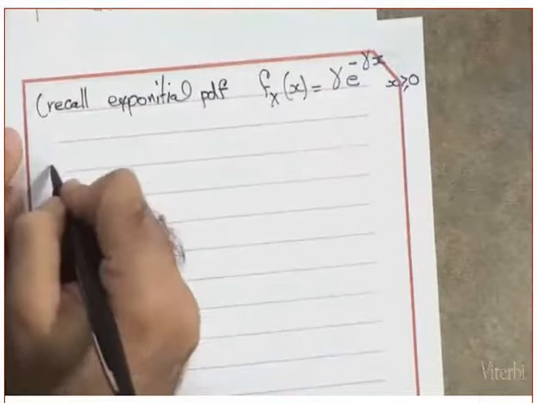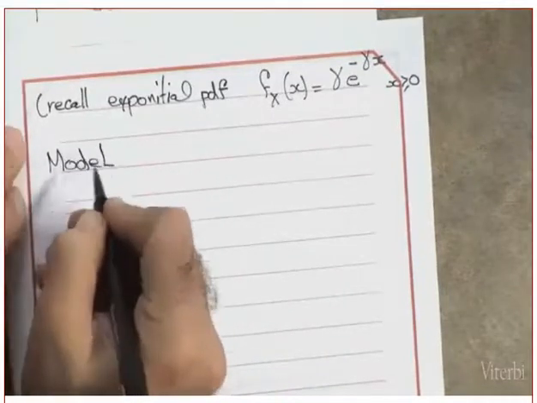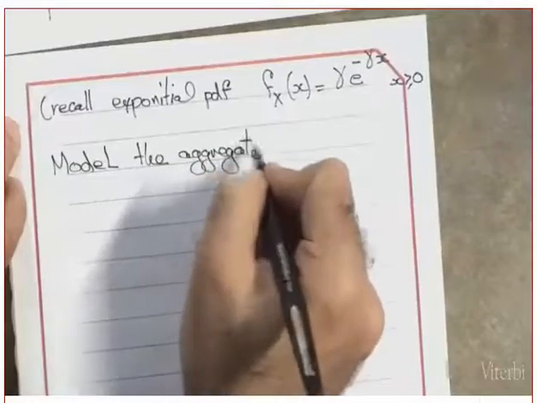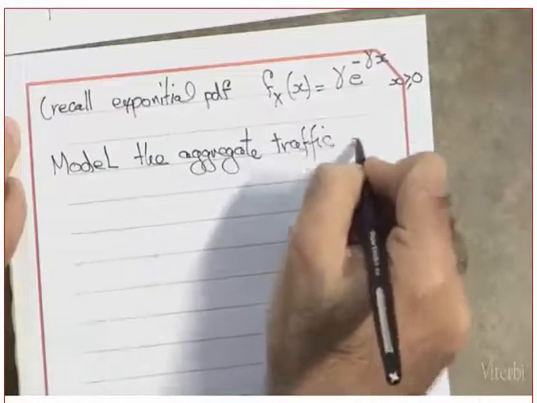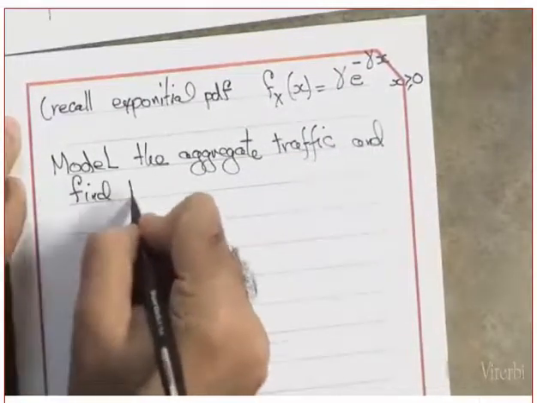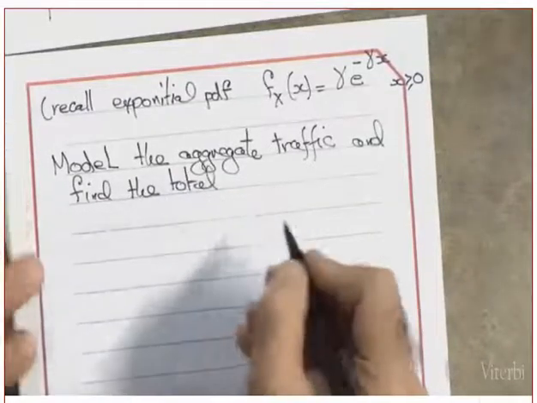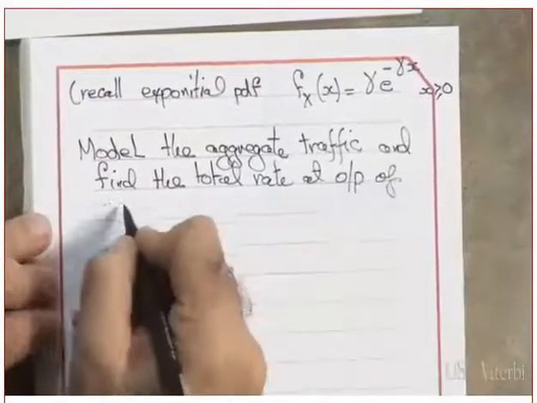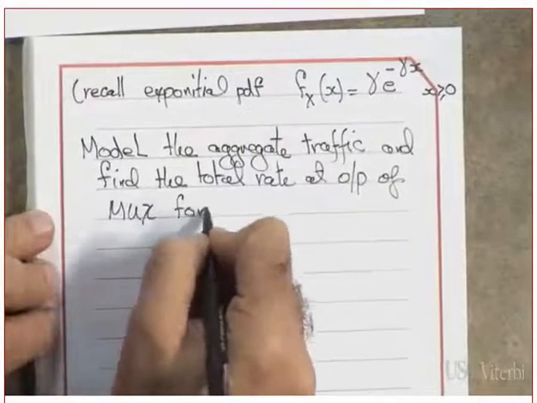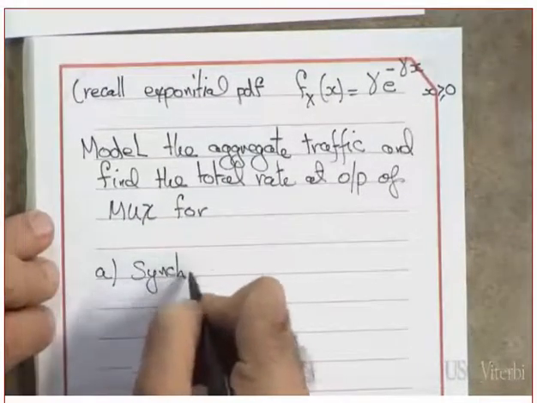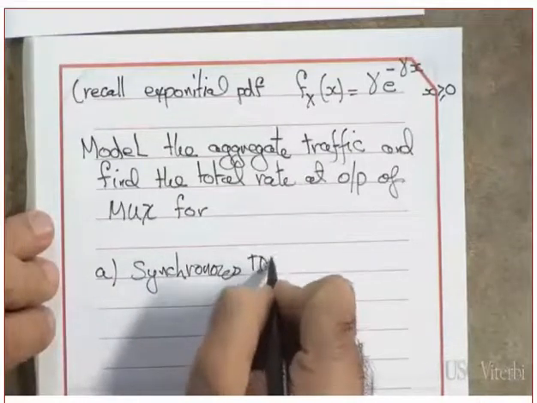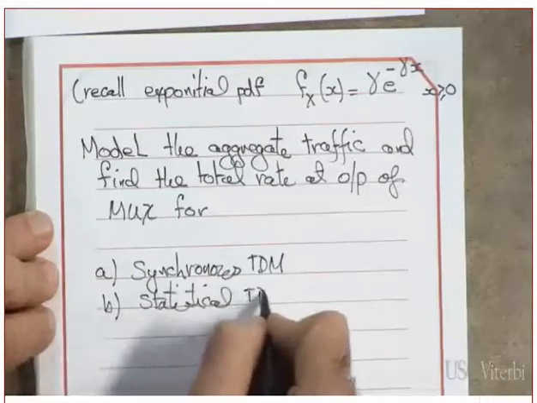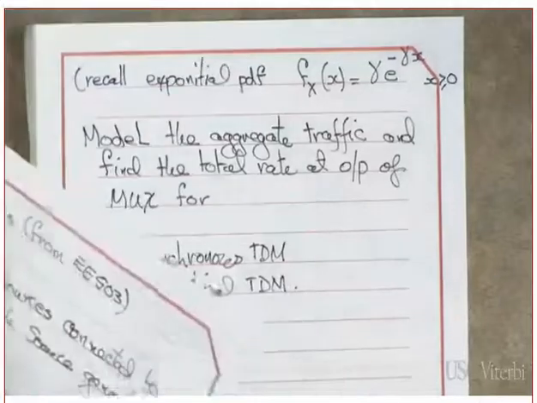Now, the question tells you what? A, model, a sketch or a model of the aggregate traffic, and find the total rate at the output of the mux for A, synchronous TDM, B, statistical TDM. Clear?